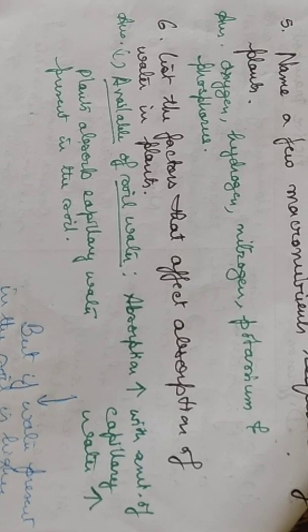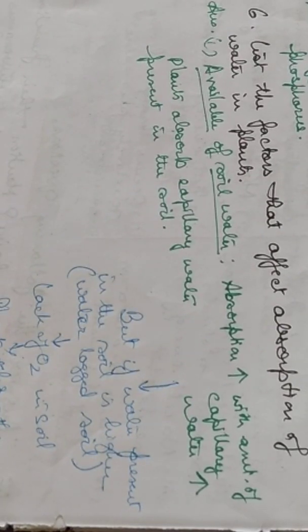If more capillary water is present in the soil, water will be absorbed more, okay. Plants absorb capillary water present in the soil. So, the more capillary water present in the soil, the more will be the absorption.